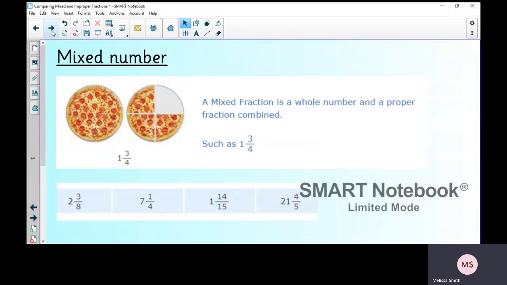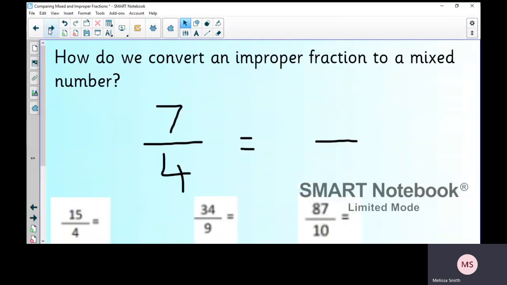We also have mixed numbers, which can also be referred to as mixed fractions. A mixed number has a whole and a fraction. So here we have the one whole pizza and 3/4 of another pizza, the 1 3/4. And then we have a few more examples here of mixed numbers. You can see the wholes and then you can see the fractions. Now, a really important skill which we've learnt to do is, well, how do we convert from improper to mixed and from mixed to improper? Let's have a look.